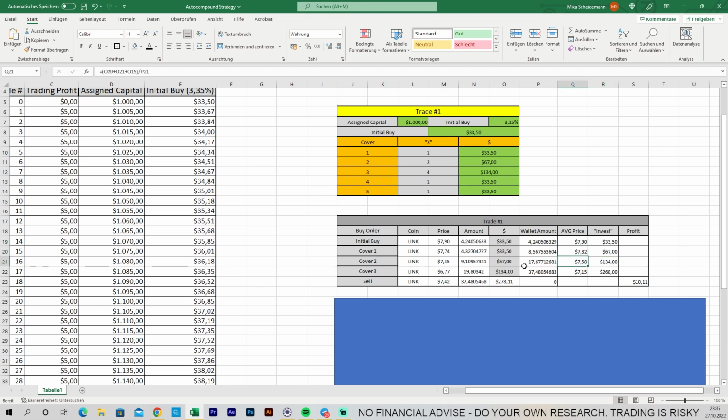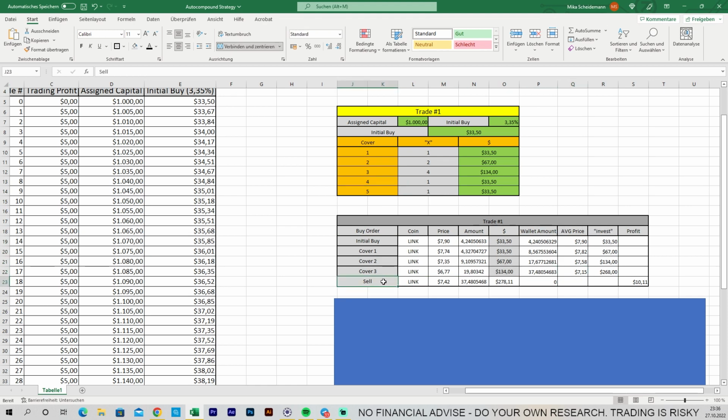We have another buy, now X2, 9.1 Chainlink coins at $7.35. Again, lower average price to $7.58 and so on and so forth, all the way to cover 3. For $134, we buy 19.8 Chainlink coins at $6.77. Now we have a total investment of $268, because we bought here for 134, for 67, 33.50, 33.50. We only take those 4 buys, didn't drop any more. Don't want to put in like 16 covers here to make it bigger. Let's keep it easy. Our average price now is as low as $7.15.